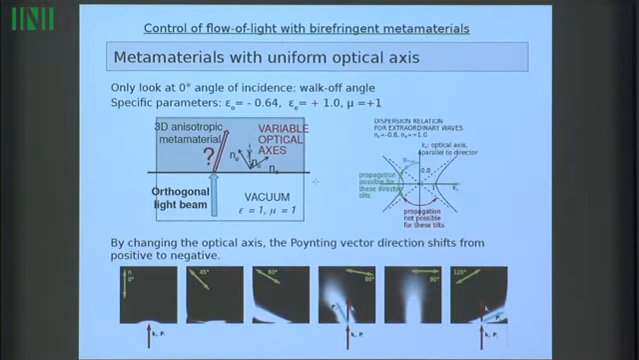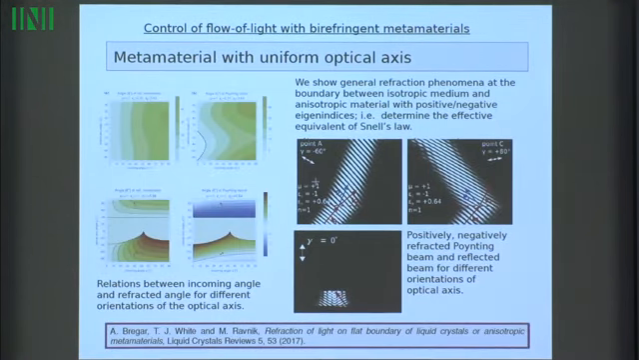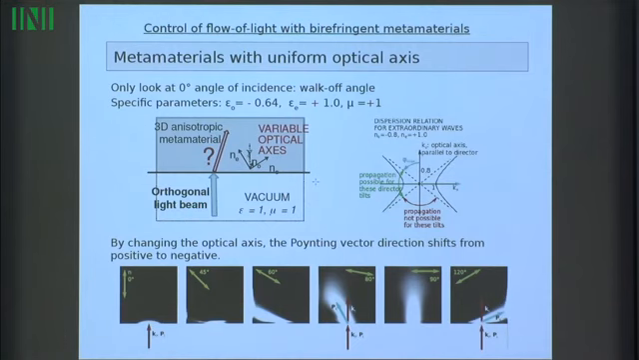Let's take just a quick step back. So now we're sending light perpendicularly to the surface. The parameters are again the same as here. Just by changing the optical axis, we can now switch the direction of the Poynting vector from going to the left, a bit less to the left, up, and then to the right completely. So how come this can change so much with just the optical axis variation?